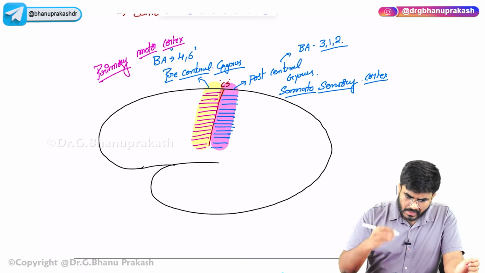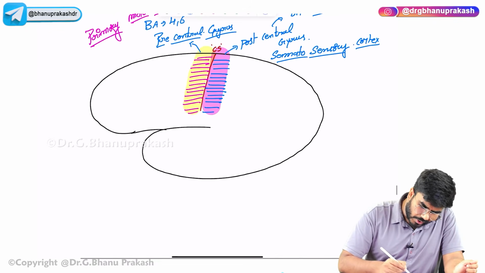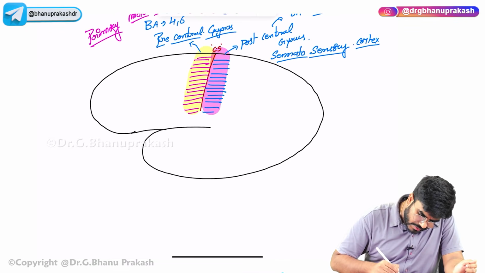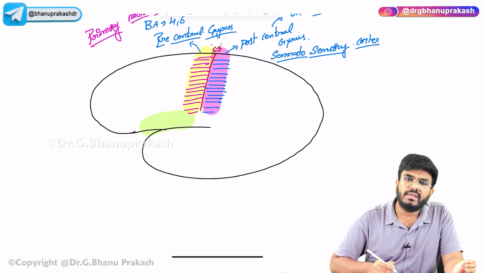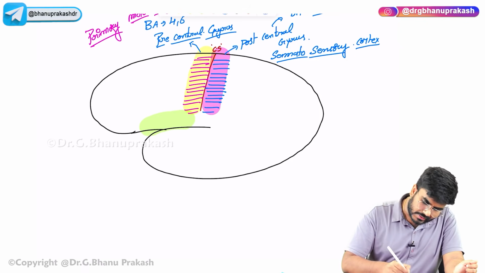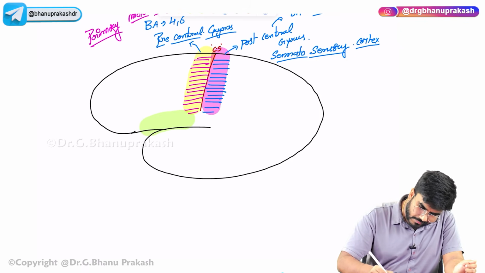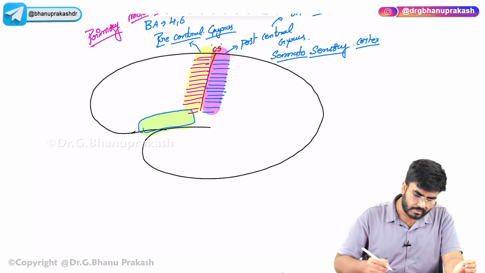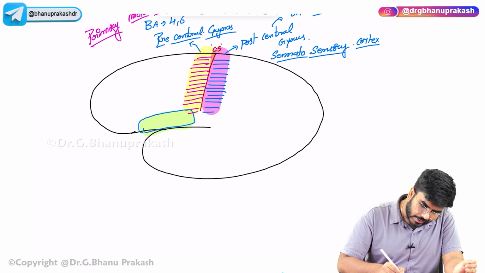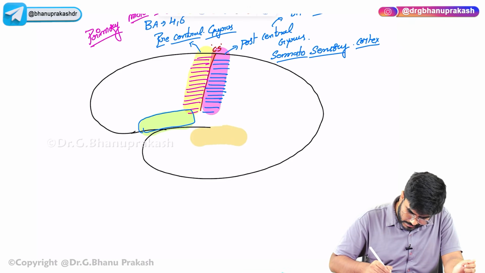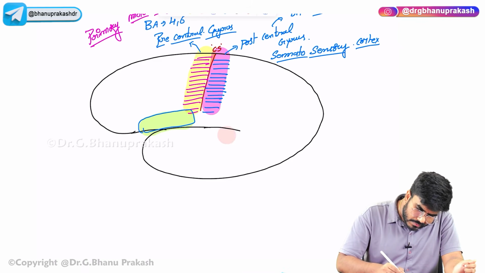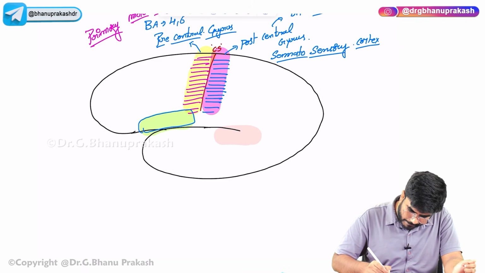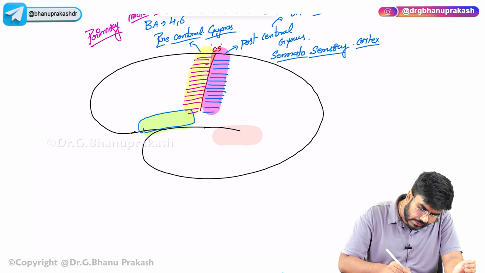Now, apart from this, I want you to know a few more important things. This area which I am highlighting, where is it located? It is located in the frontal lobe, the inferior frontal gyrus. So this area is your inferior frontal gyrus. One more area, let me highlight here. This green color area which I have highlighted.